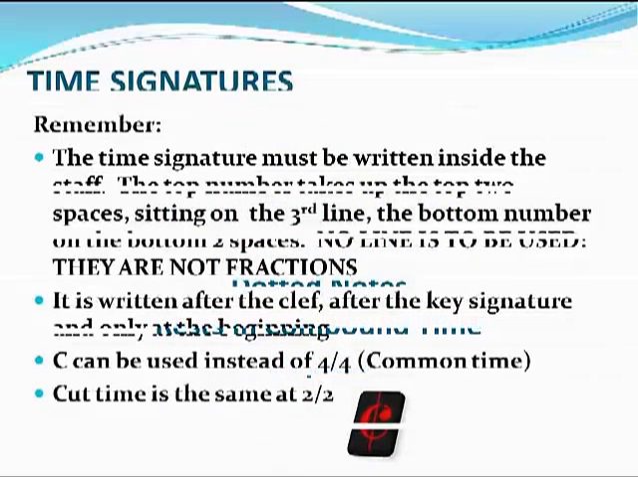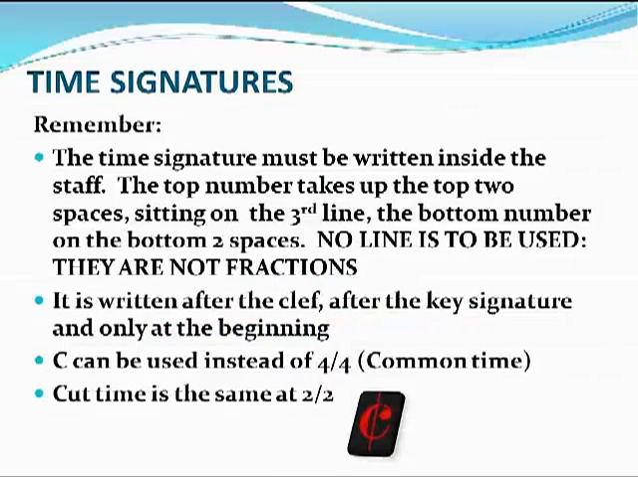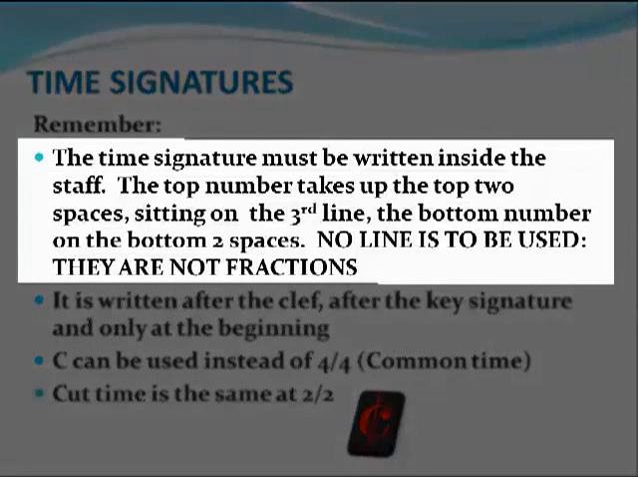We're just going to take a moment here and review time signatures. As you are very aware, all of your music has time signatures. The time signature is always written at the beginning of the score. The time signature is about numbers. The top number, which takes the top two spaces, tells you how many beats there are in each measure. The bottom number, which takes the bottom two spaces, tells you which type of note gets one beat.